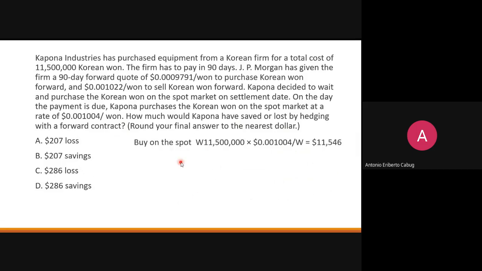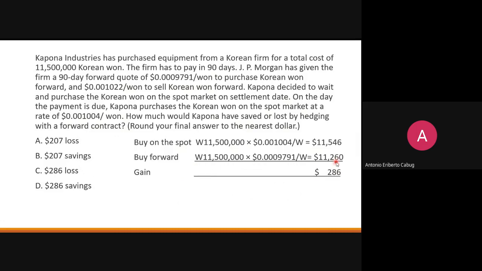So, if it was bought on the spot, the dollar equivalent would be, for 11.5 million won, pag on the spot, inintay mo na yung due date saka binili, 0.001004 dollars per won, $11,546. But if it is bought in the forward market, 0.0009791, mas mura, $11,260. So what happened here is there's a $286 savings if it was bought in the forward market. Okay. Maraming sumagot ng D din, no?